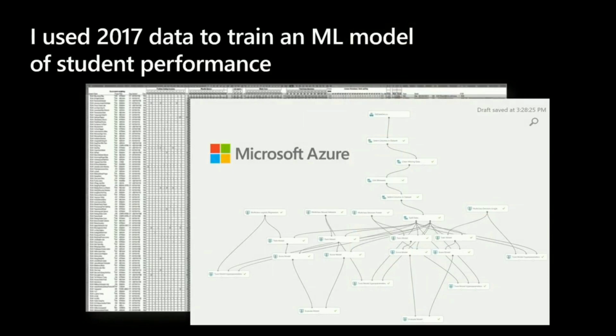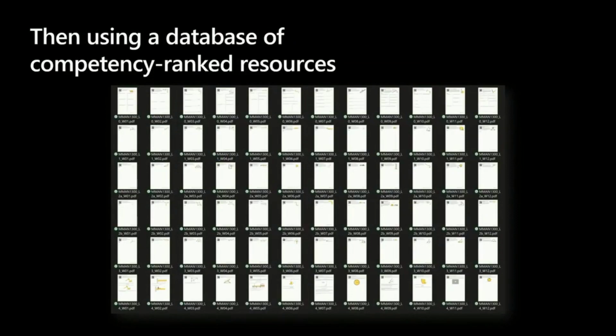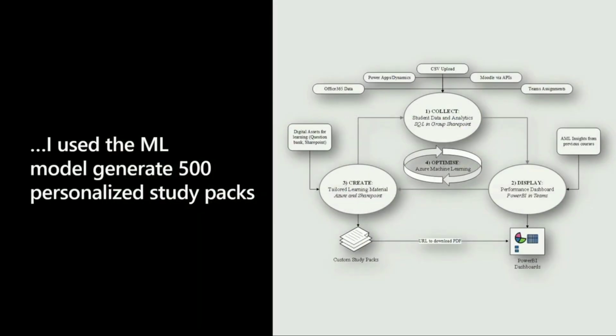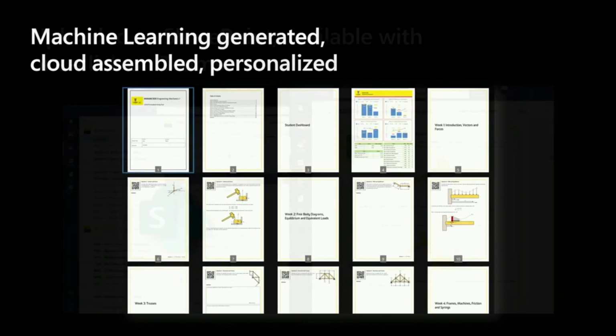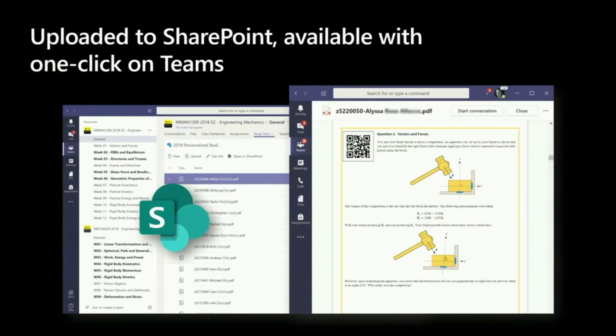So I used 2017 data to train an Azure machine learning model to correlate all of the information against student performance. And using a database of competency-ranked resources, that's every single topic against every difficulty level, and an algorithm on .NET, we automatically assembled 500 individual, personalized, optimized study packs for every student based on the prediction of not only their exam result, but their exam result for every individual question 2 weeks before sitting it. And uploaded to SharePoint with personal access, one click in Teams. Pretty cool, right?